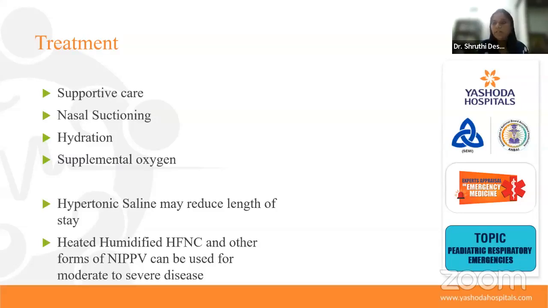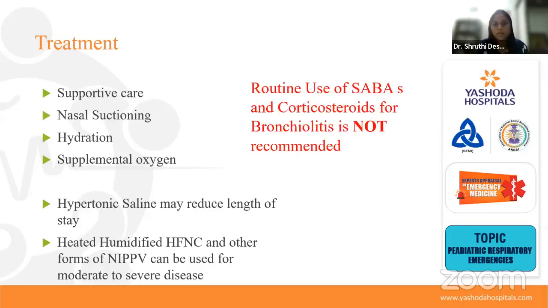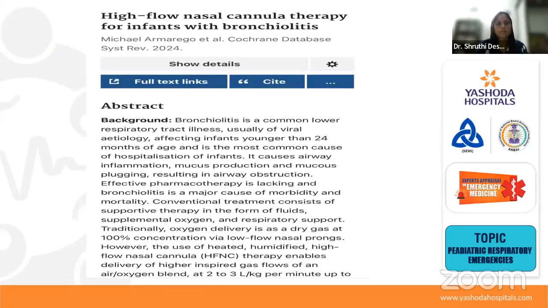Heated humidified HFNC has a role in severe bronchiolitis because it reduces the work of breathing, recruits the alveoli, and makes the alveoli patent. Routine use of any bronchodilators like short-acting beta agonists, or corticosteroids, is not recommended for bronchiolitis. It is not helpful. So here is the Cochrane analysis which shows the efficacy of HFNC in severe bronchiolitis. It has shown that there is decreased work of breathing and improvement of symptoms with use of HFNC.